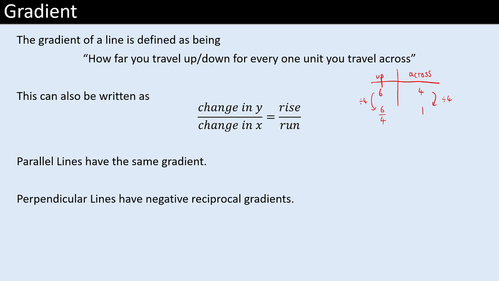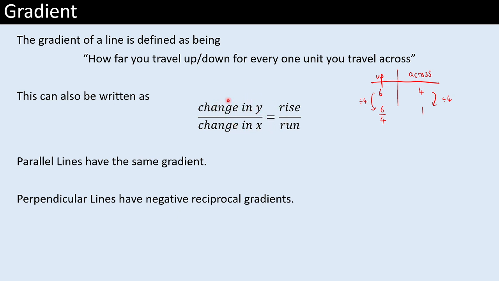But sometimes this definition isn't very helpful because looking at graphs can be very misleading. They might not be drawn very accurately. So another way that we can do this is thinking of change in y divided by change in x, or rise over run. Okay, this is probably the most common way that people remember what a gradient is.